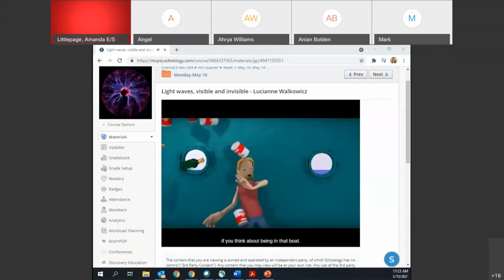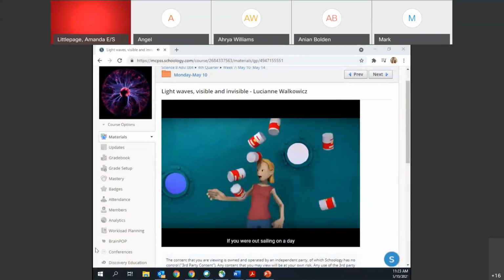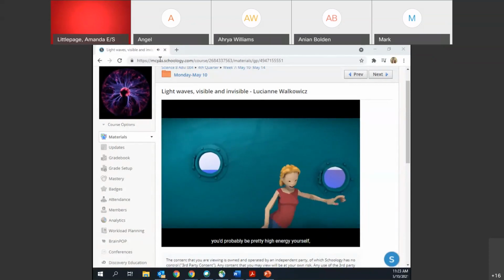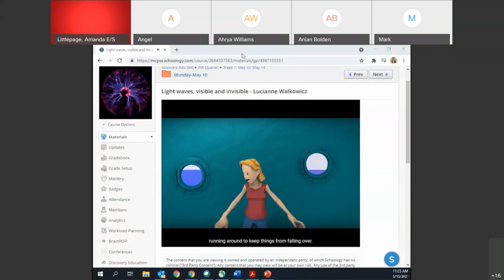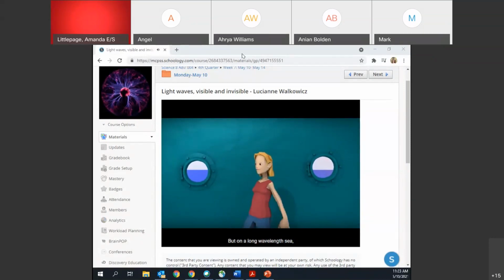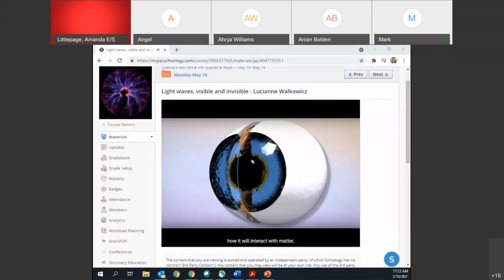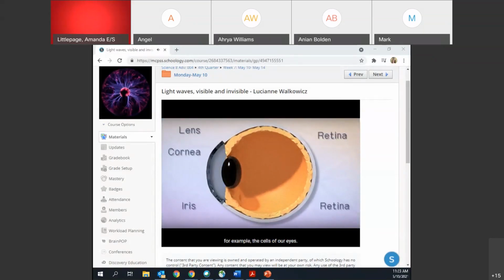It's easy to remember if you think about being in that boat. If you were out sailing on a day with short, choppy waves, you'd probably be pretty high energy yourself, running around to keep things from falling over. But on a long wavelength sea, you'd be rolling along, relaxed, low energy. The energy of light tells us how it will interact with matter, for example, the cells of our eyes.